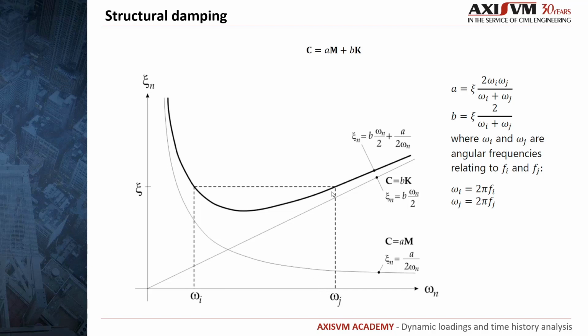Rayleigh damping underestimates damping between the chosen frequencies and overestimates it at lower and higher modes. For this reason, in most of the cases, the frequencies should represent the lowest and highest dominant frequency of the analyzed system.